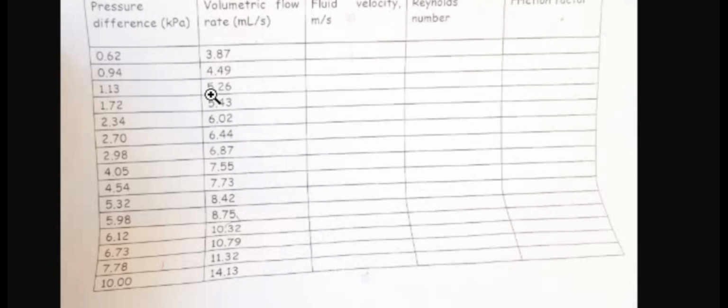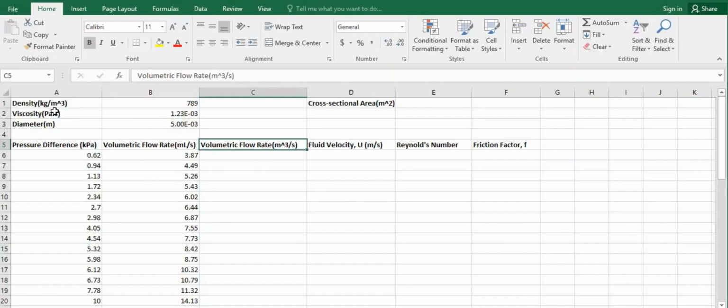We're given volumetric flow rate in milliliter per second, but in the formula for fluid velocity, volumetric flow rate was expressed in meter cube per second. So we could create another column in between to convert these values in milliliter per second to meter cube per second. Now we can put in the given data. We have our density in kilogram per meter cube, that is 789, viscosity in Pascal seconds, and diameter 5 times 10 raised to the power of minus 3 meters.